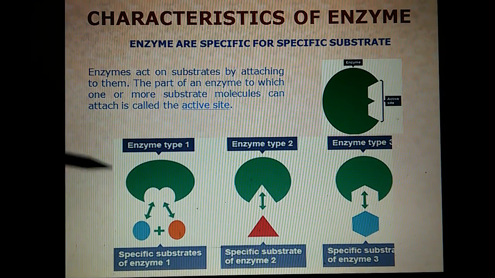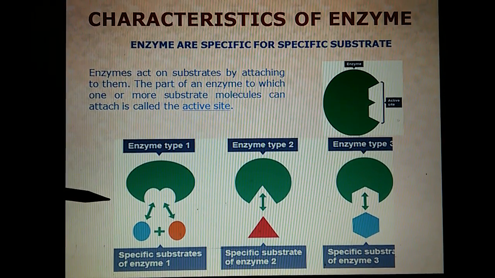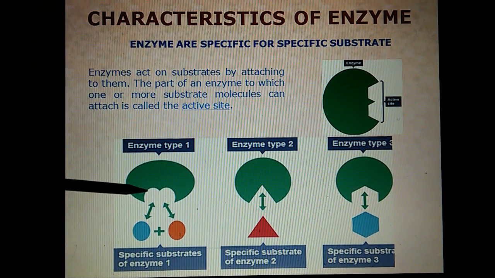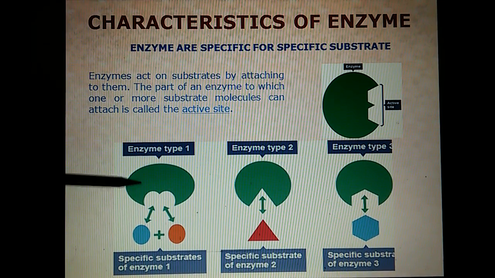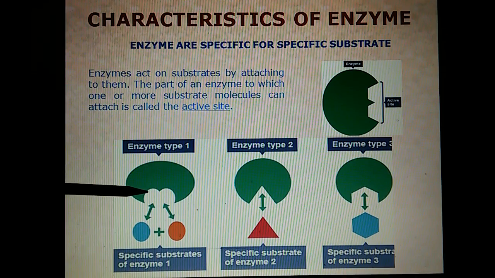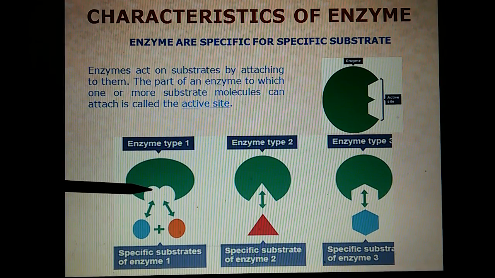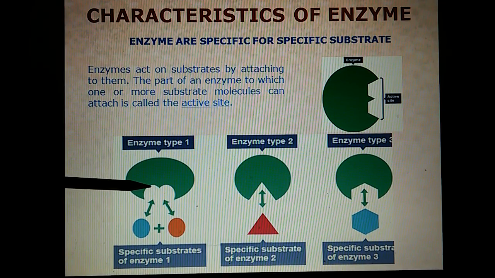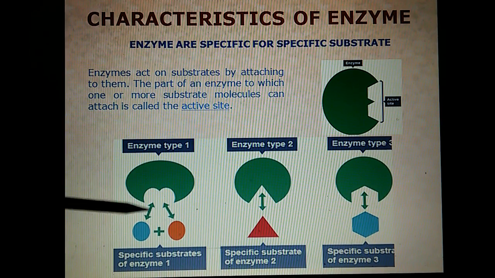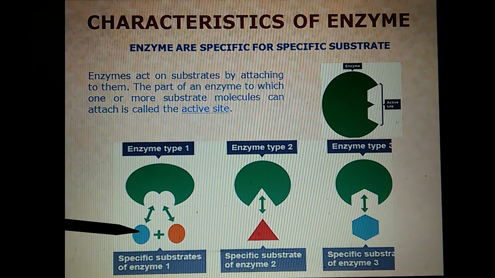Enzyme type 1 has a specific substrate because its active site is different. The substrate which is similar in shape to that active site can easily bind with this enzyme, so the enzyme acts on that substrate.